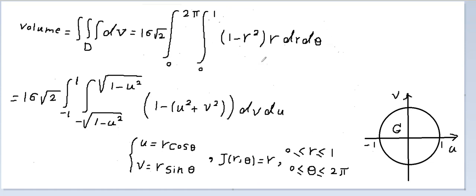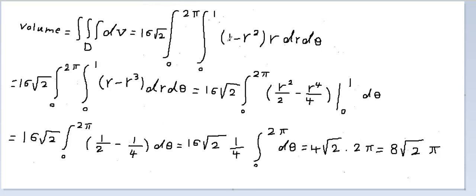So now we are going to calculate this integral with respect to r and theta. So I have to erase here. Okay, so let's continue. This equals the integral of 1 minus r squared, times r, dr d theta. So this equals 16 root 2 times the integral of r minus r cubed dr d theta.